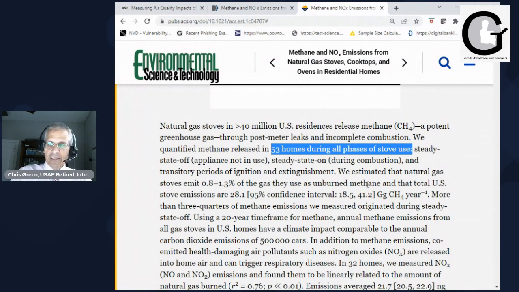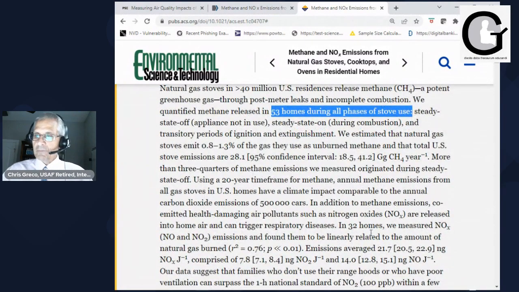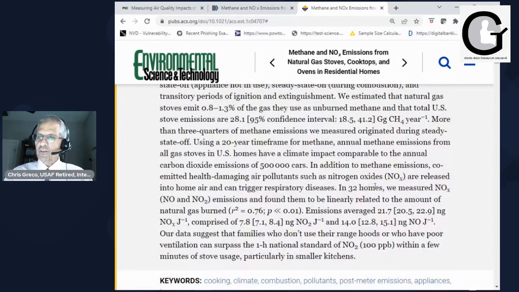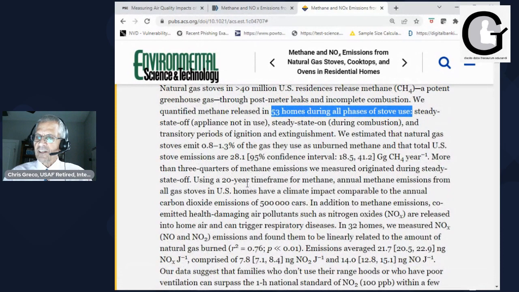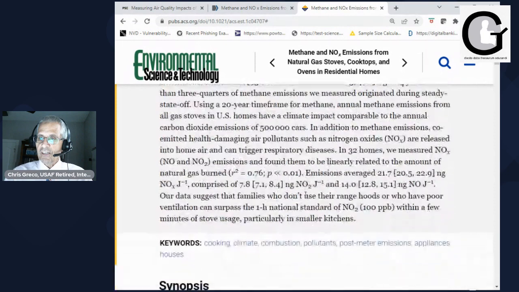And where did they get 53? They take 53, and then it talks about 32 homes. Then you have different aspects using a 20-year time frame for methane. Annual methane emissions from all gas stoves in U.S. homes have a climate impact comparable to annual carbon dioxide emissions of 500,000 cars. Okay, they're trying to compare that, which is good for them. So this is basically what's going on here. Now, they mention here an R squared.